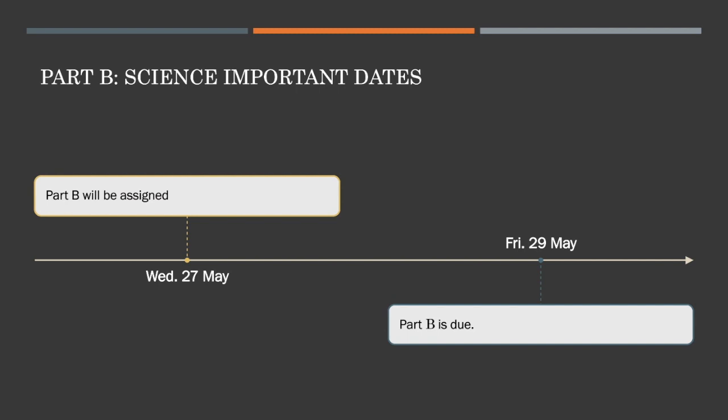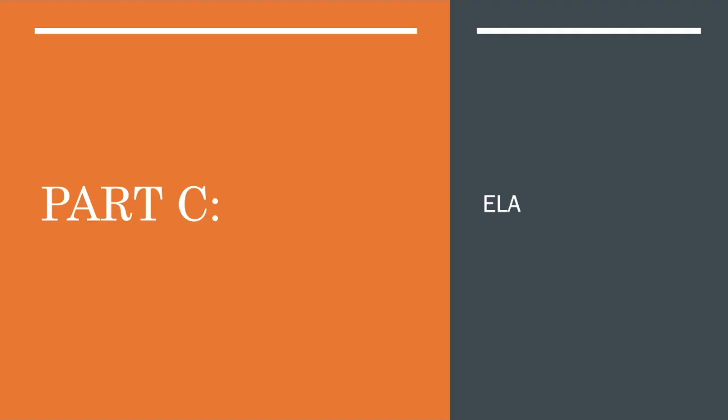Let's talk about due dates for science. The important dates: Wednesday, the 27th of May, part B is assigned, okay? So that's the day after you turned in your math part, okay? And then Friday, part B is due. So you have Wednesday, Thursday, Friday to turn it in, okay? That's that.